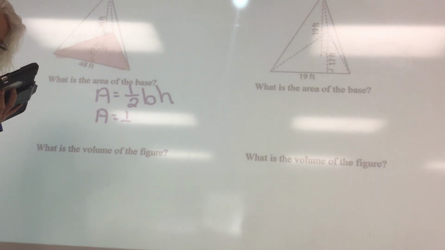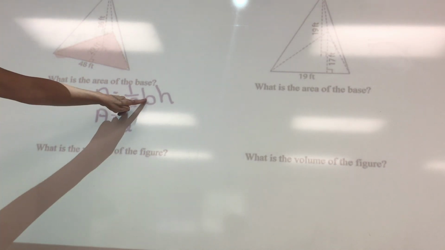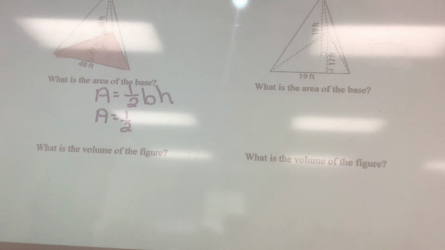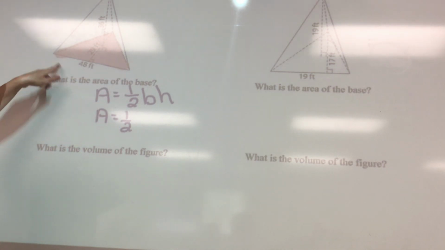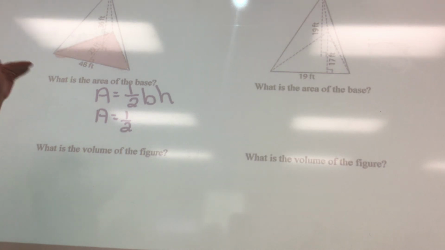One half is going to stay 1/2. Little b means how wide is the base. How wide is that base? Remember, we're just looking at the triangle, the shaded part. How wide is the base? 48.